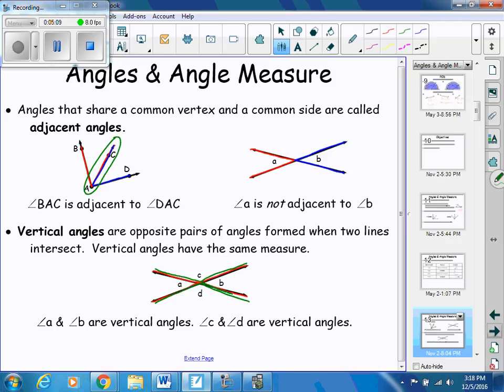They have a common vertex, and they are across from each other. So they're opposites. A and B are vertical angles, C and D are vertical angles. They have the same angle measure. What I mean by that is if I knew that angle A was 20 degrees, I would be able to say that angle B is 20 degrees, because angle A and angle B are vertical angles, and I know that vertical angles have the same measure. Okay, moving on.